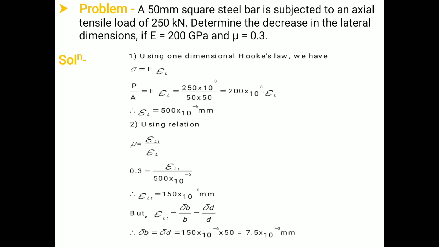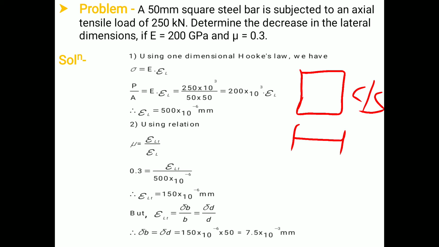Now, as given in the numerical, we have a square steel bar of side 50 mm. If I consider the cross section of the bar, then it is a square cross section which has a dimension of 50 mm. That bar is subjected to an axial tensile load of 250 kN. Now, if I consider this is the cross section of the bar, and if I consider the front view of the bar, then that particular bar is subjected to an axial tensile force of 250 kN.